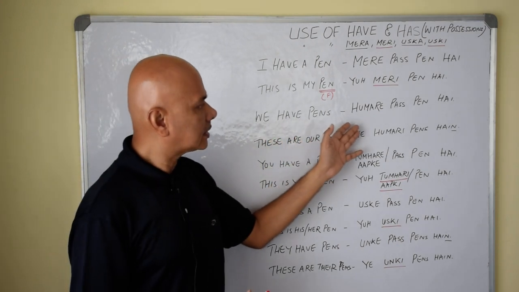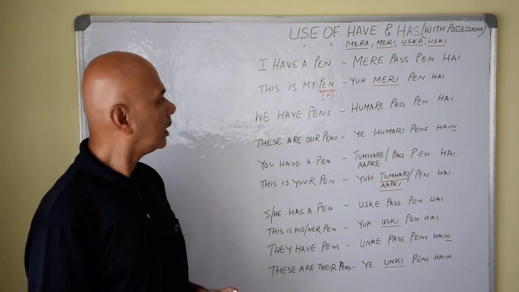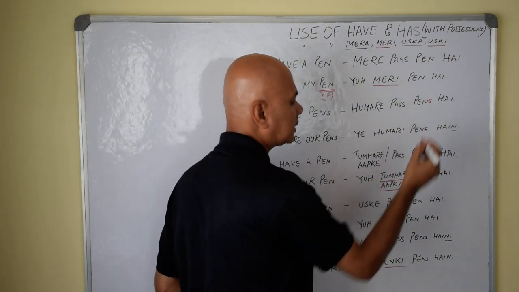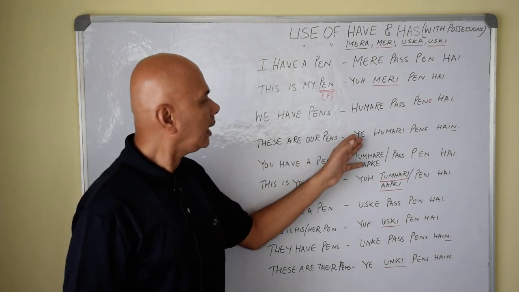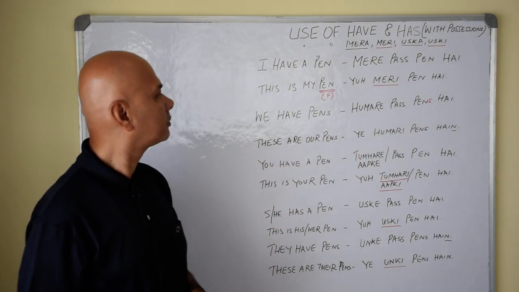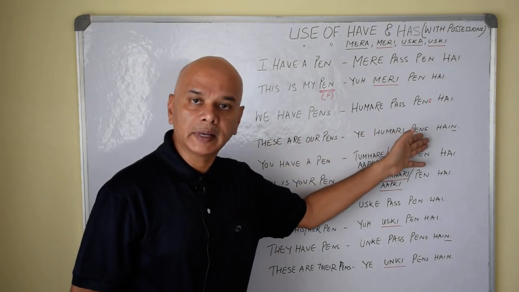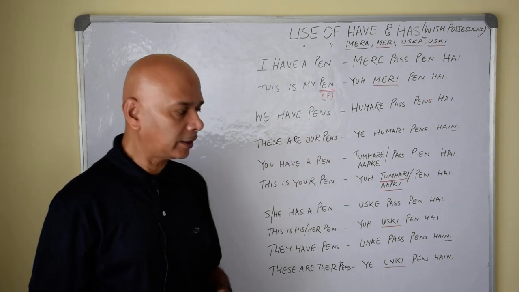We have pens. Hamare paas pens hain. You can say this here, pens hain. These are our pens. Ye hamari pens hain. Because again, hamari is there because of the gender of pen.